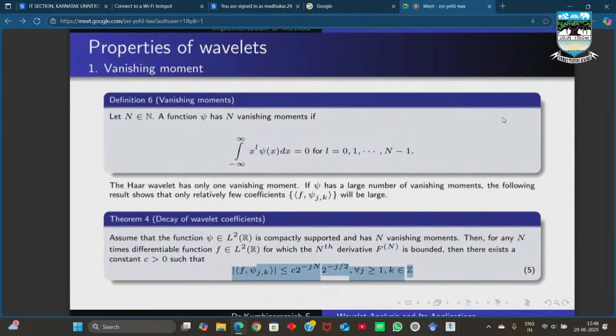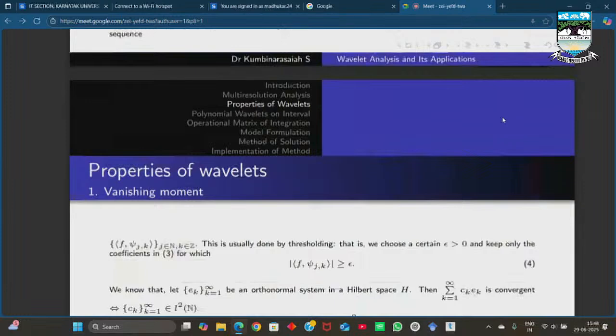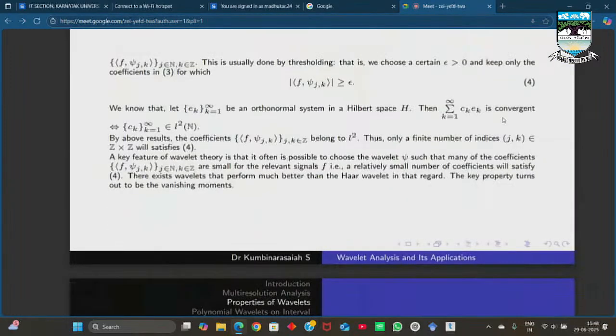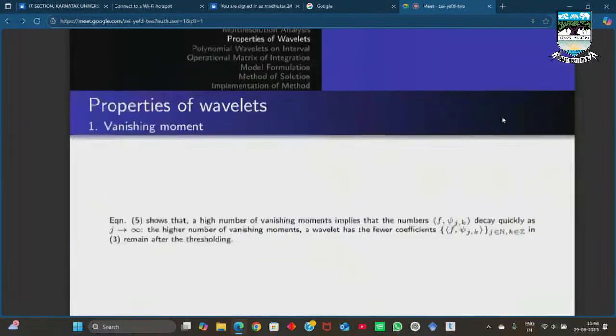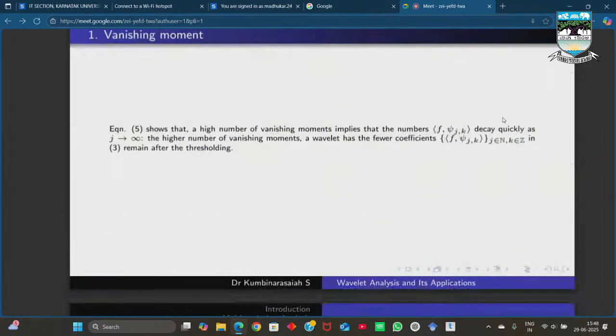So that means which is less than epsilon. But here I told that this is going to be only dominating coefficients which must be greater than or equal to your epsilon. So therefore, many coefficients are going to be neglected from this equation number 5. So this is one of the beautiful properties of your vanishing moment.